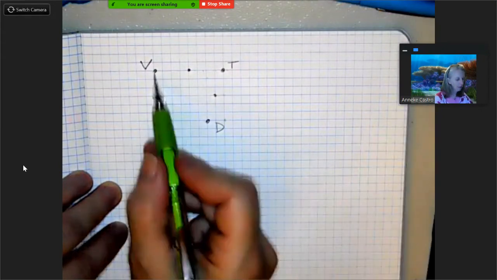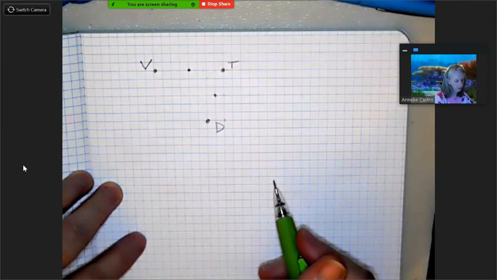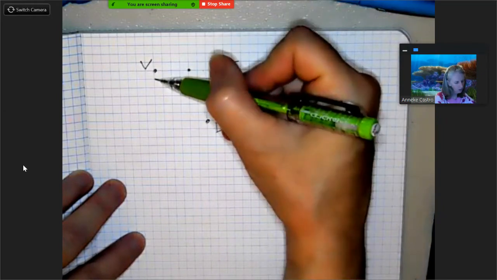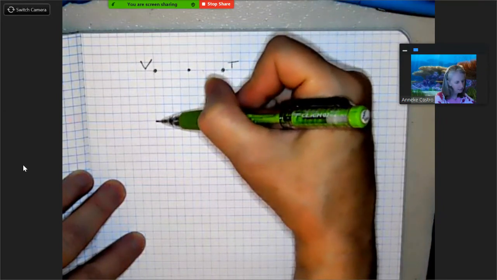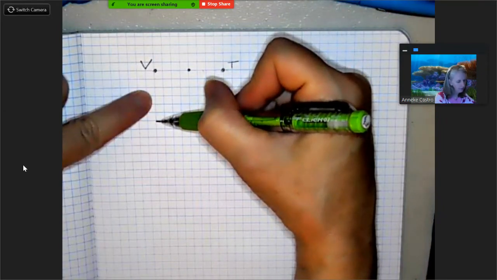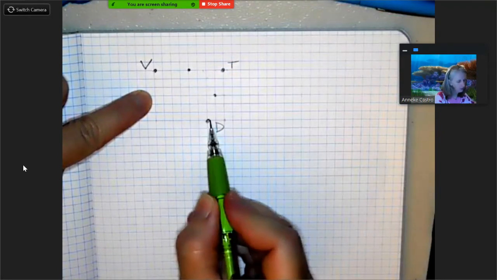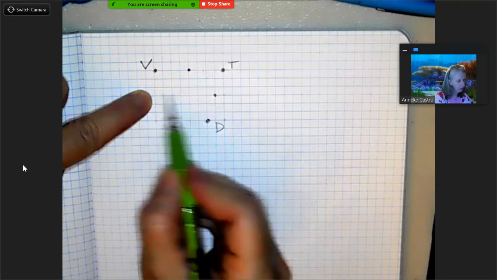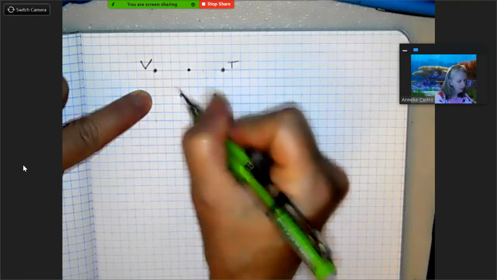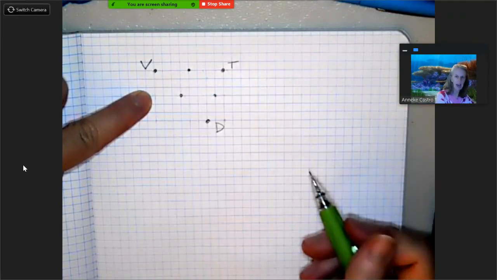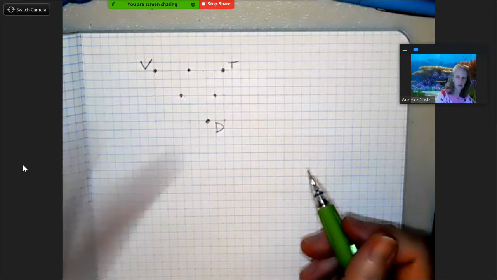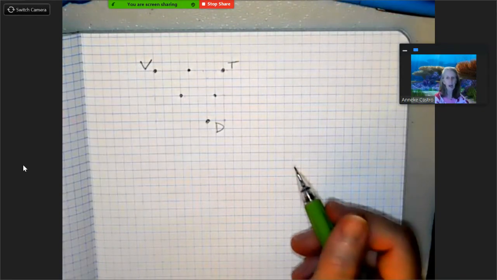And then between V and D, I need the midpoint there. It's 6 down, so I'm only going to take half of that, which is 3. And then it's 6 over, half of 6 again would be 3. So down 3, over 3. I'm doing half of the vertical distance and half of the horizontal distance. So there are my midpoints.